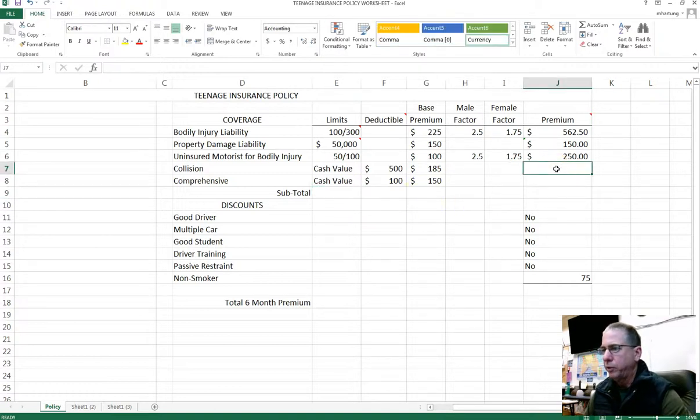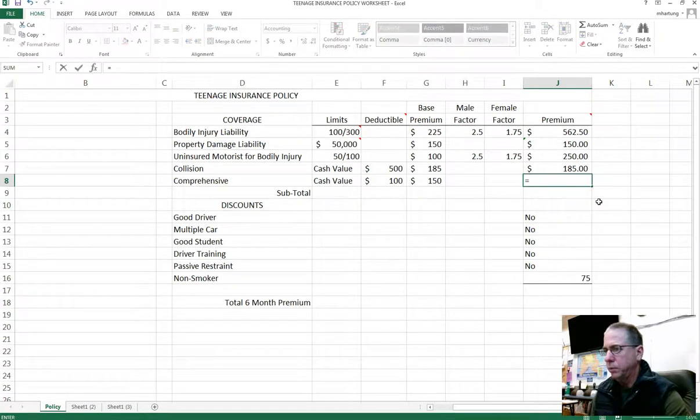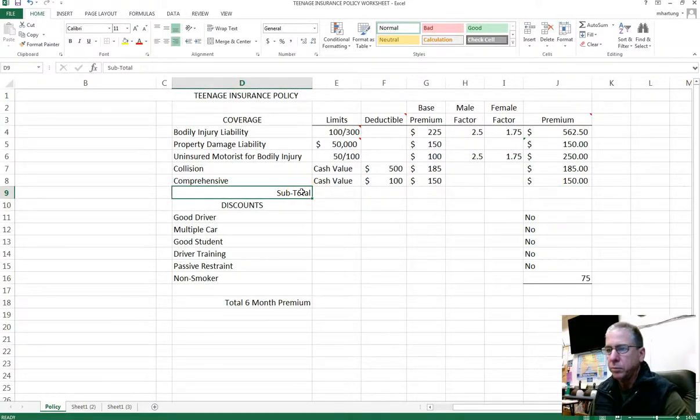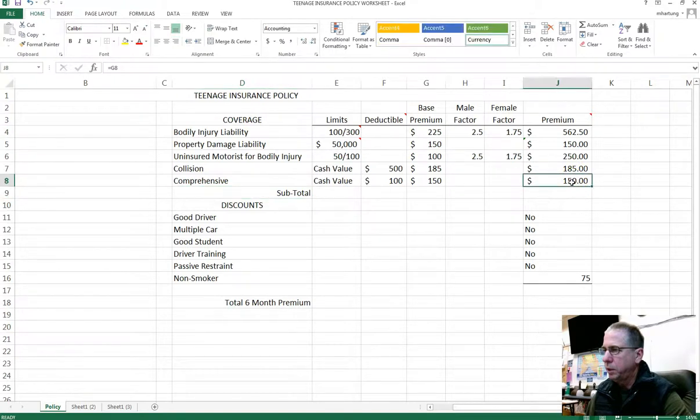Now the ones that don't have those factors, we just simply put in the base premium. Equals that location there. And this one equals this location here. And so there are the formulas for calculating our premiums. Now we can add up our subtotal. So I'm going to go ahead and put in a bottom border here.